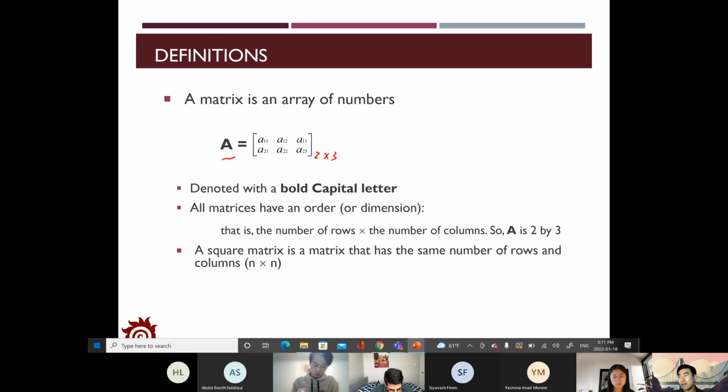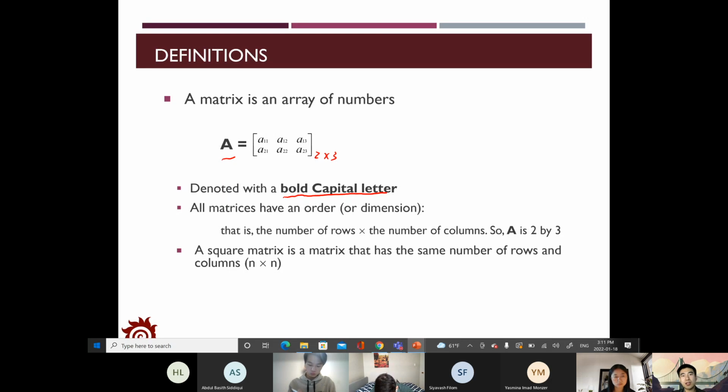Usually, if we write everything in the math format, we're going to use bold capital letters to represent a matrix. And with bold, small, or capital letters, you can then identify the scalar, the vector, and the matrix.